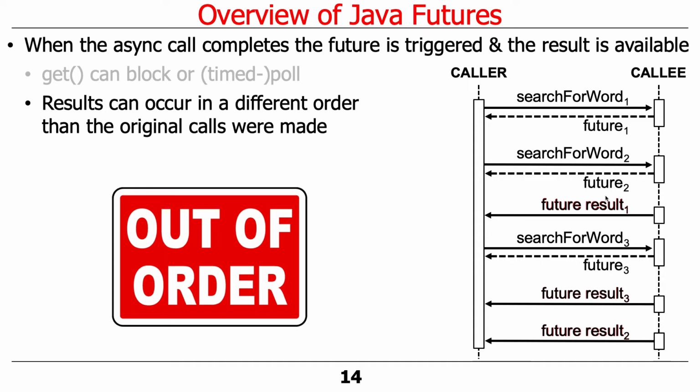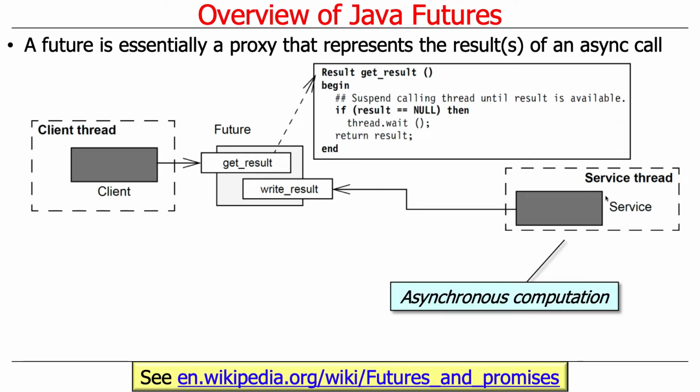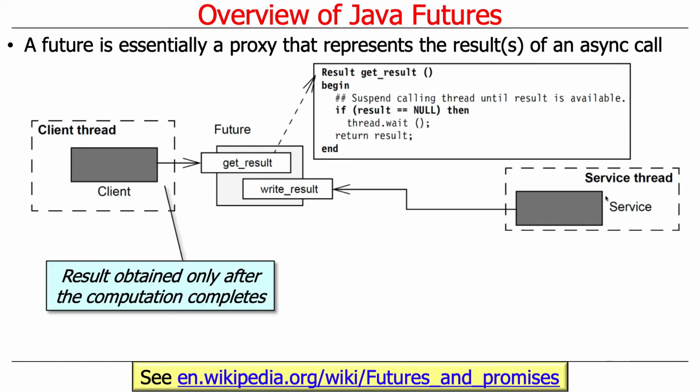Okay, so a Java future is essentially a proxy that represents the results of an async call. And here's a diagram that kind of illustrates what's happening here. This is sort of what I just showed you, just drawn a slightly different way. So the client invokes an operation. The operation runs in the background as an asynchronous computation. And then at some point, the client comes along and gets the results.